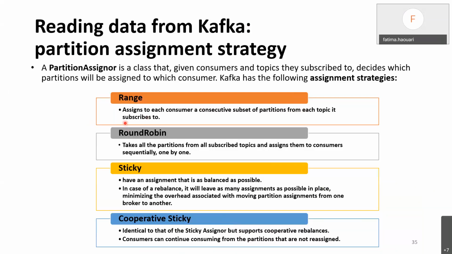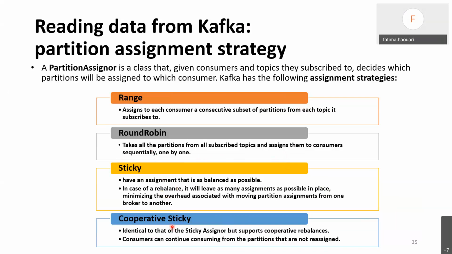This is the default one. This one will assign each consumer a consecutive subset of partitions from each topic it subscribes to. For example, let's say this consumer will have partitions from 0 to 3 assigned to it, and partitions 4 to 5 will be assigned to another consumer, and so on. There is the round robin one, which takes all partitions from all subscribed topics and assigns them to consumers sequentially, one by one.